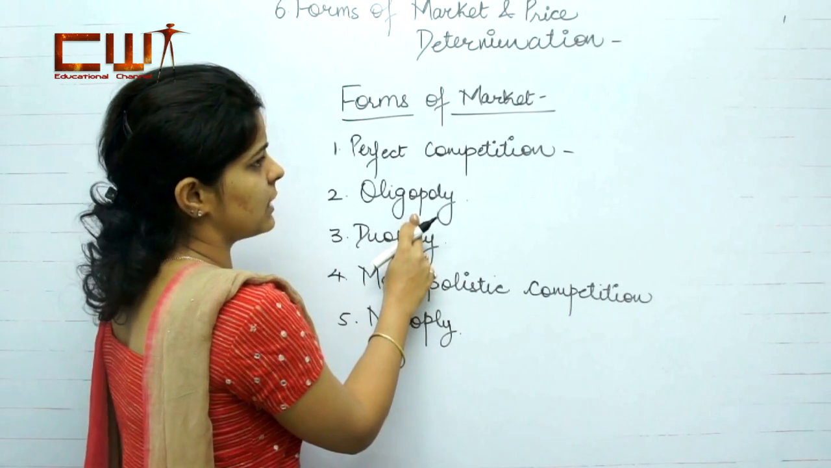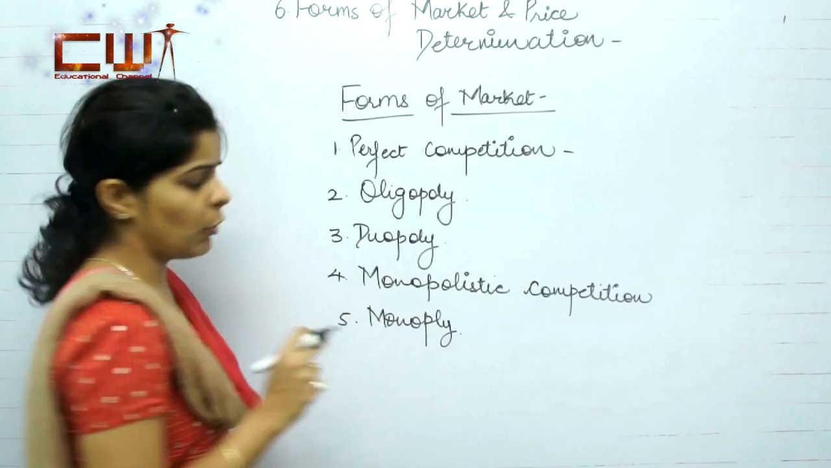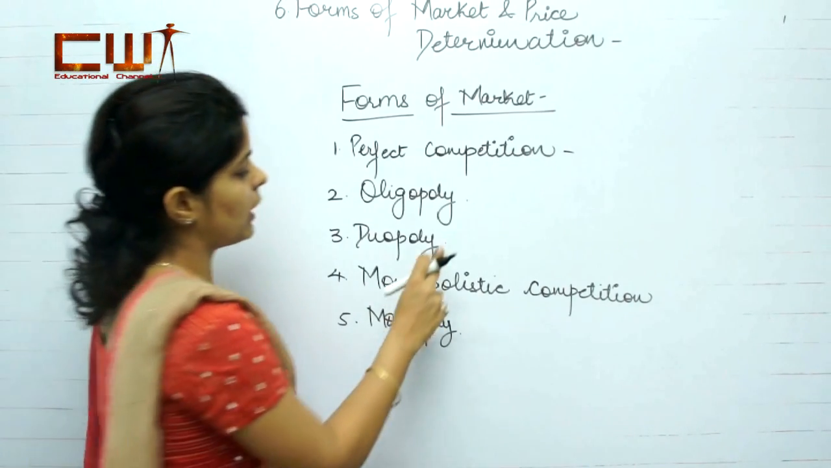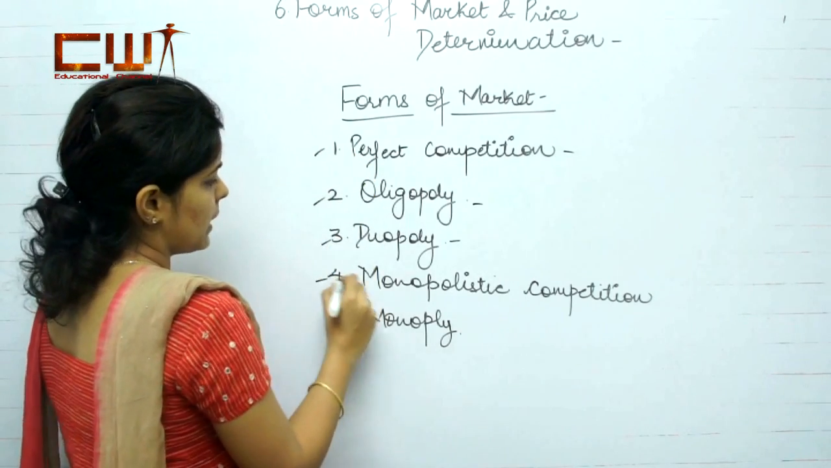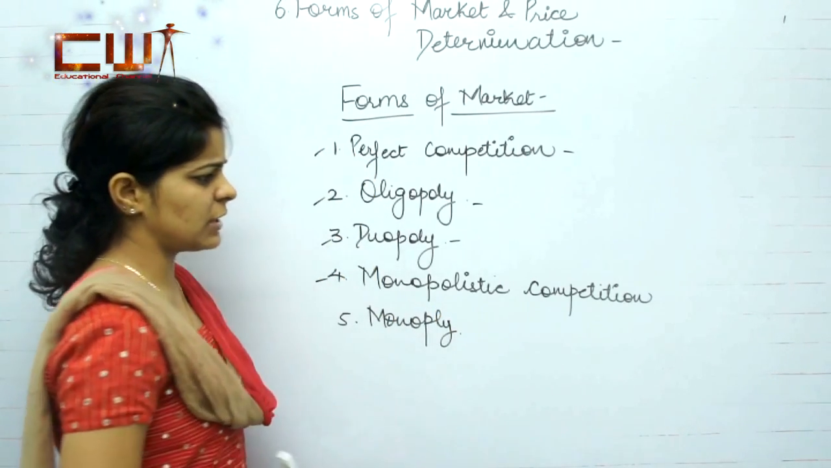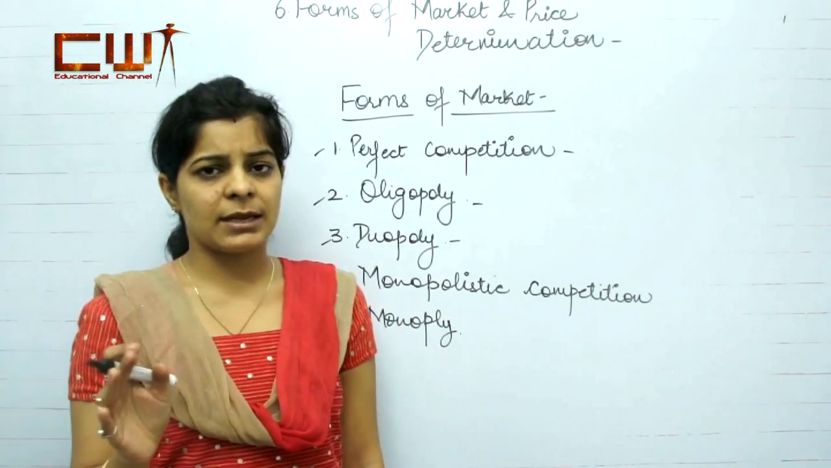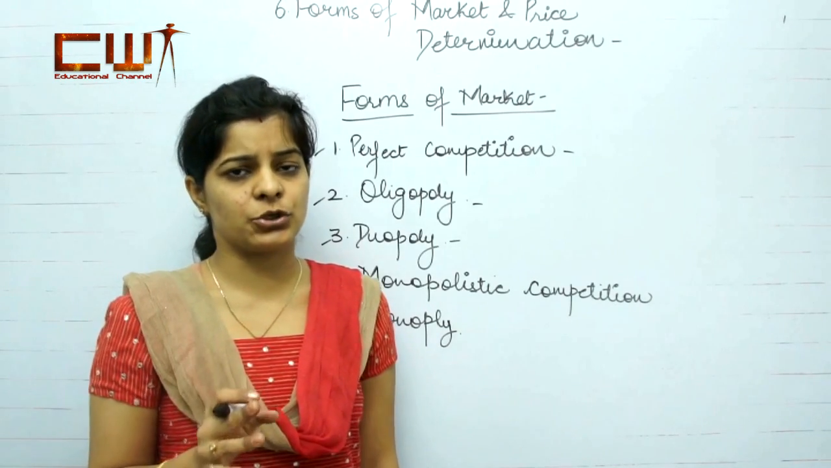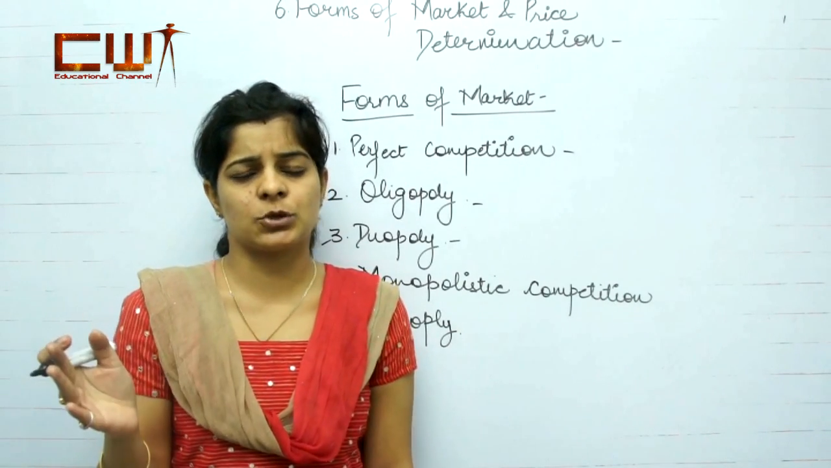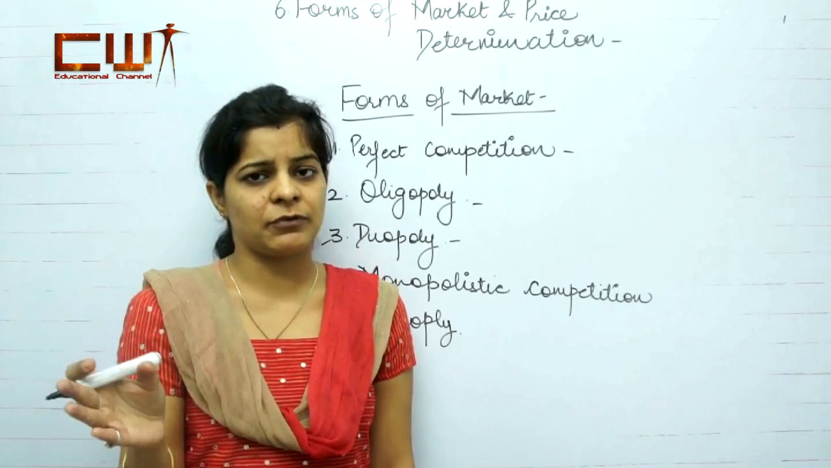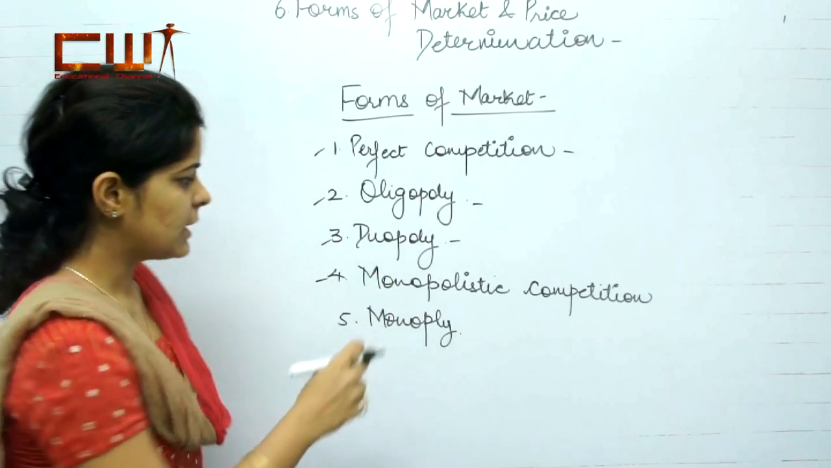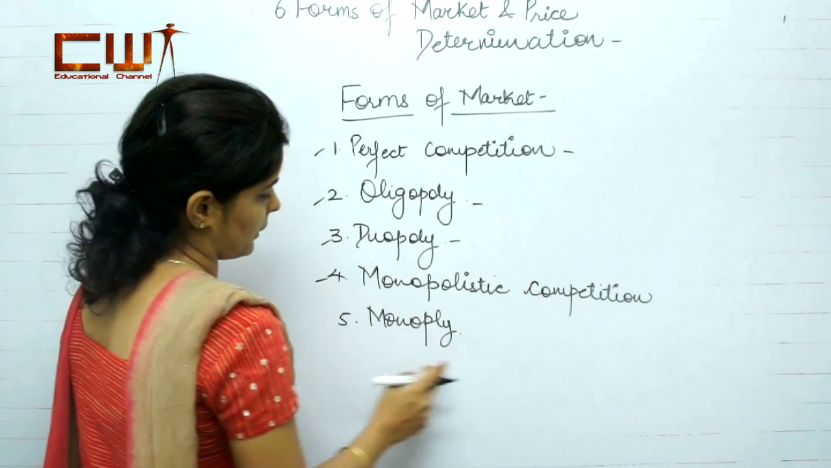Oligopoly, you have few sellers who are controlling the market. Duopoly means two, where there are only two sellers who are controlling the market. Then you have the monopolistic competition that we have already seen. The goods are different, but still they are close substitutes. I mean, there are different brands of soaps available in the market, but they are close substitutes. If you don't get one, definitely you have the choice of the other. That is known as monopolistic competition.